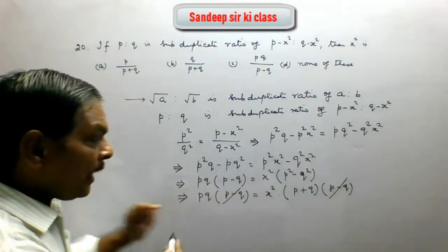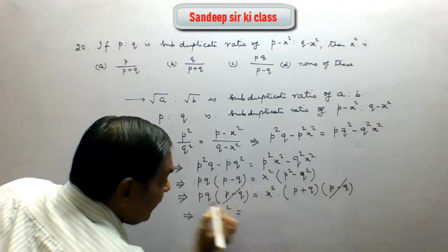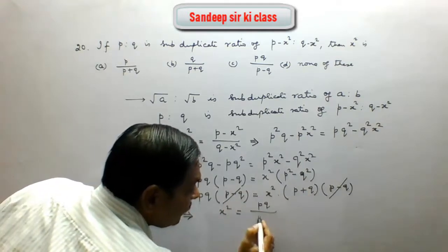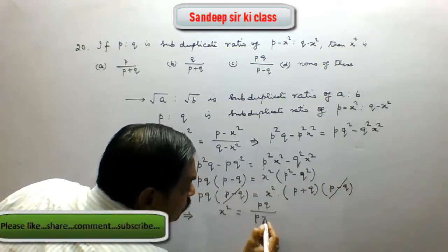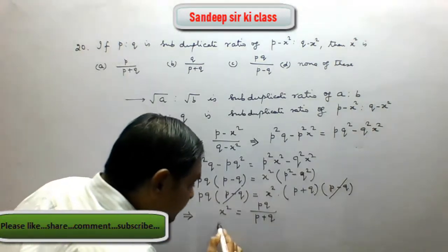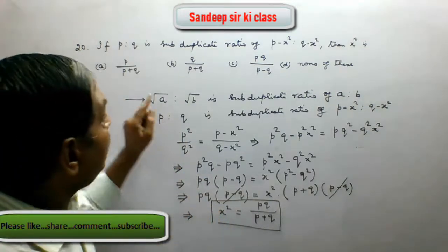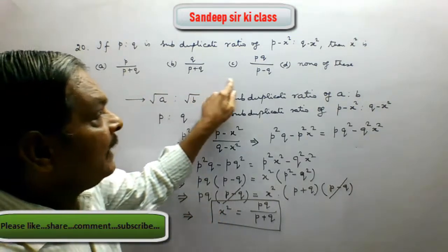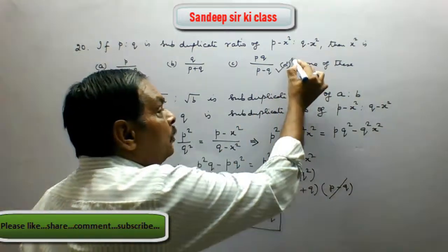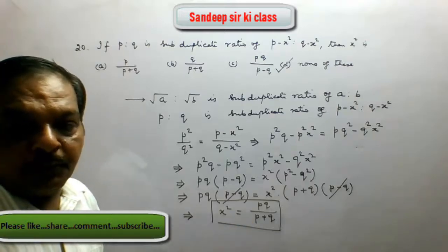Now since P is not equal to Q, P minus Q can be cancelled from both sides. So x square I get as PQ upon, this will come in the denominator in cross multiplication, so P plus Q will be in the denominator. This will be the value of x square. Now here I find that the option 'none of these' is correct. The value of x square is PQ upon P plus Q.